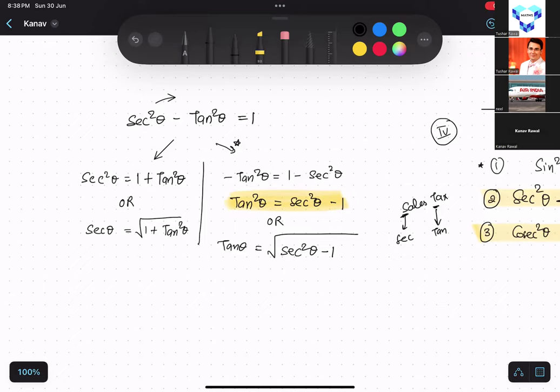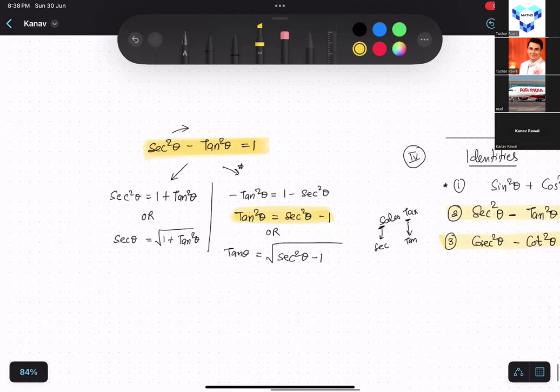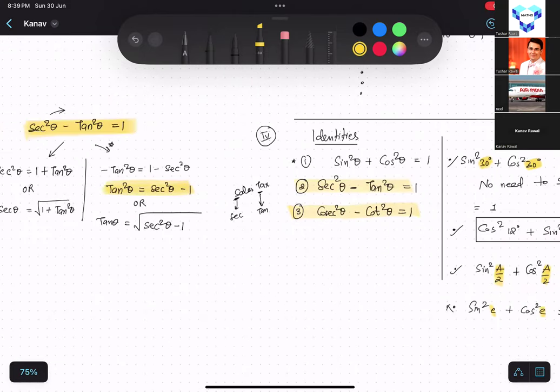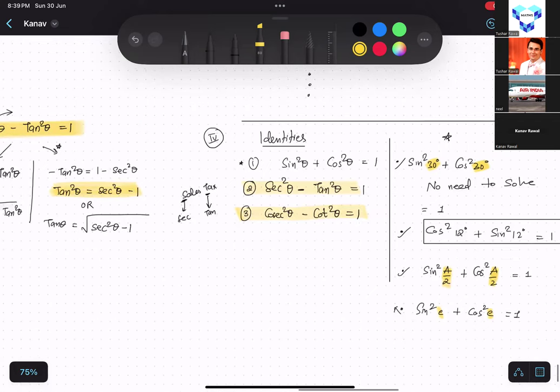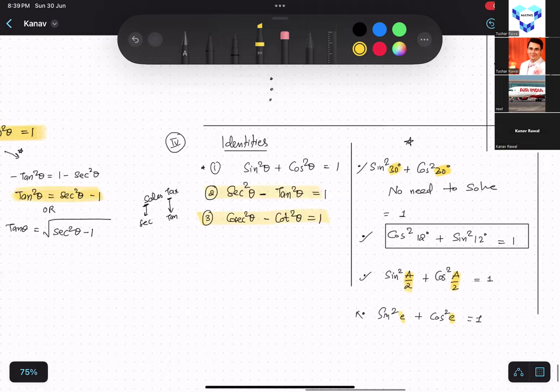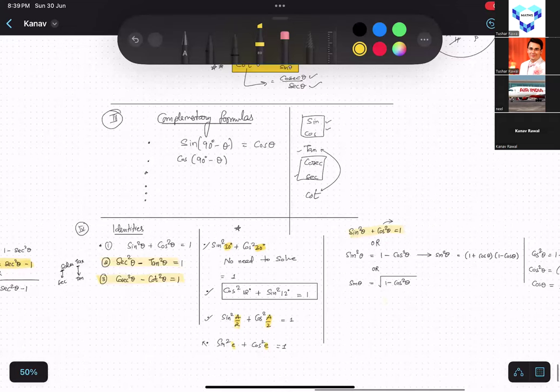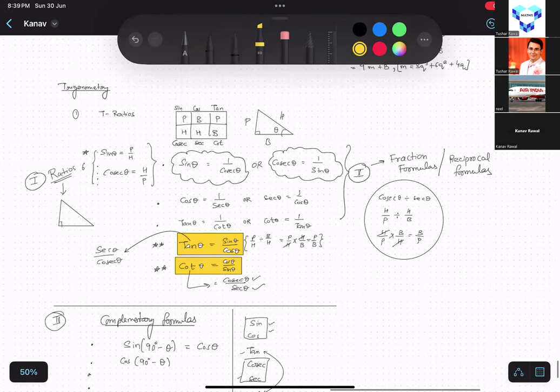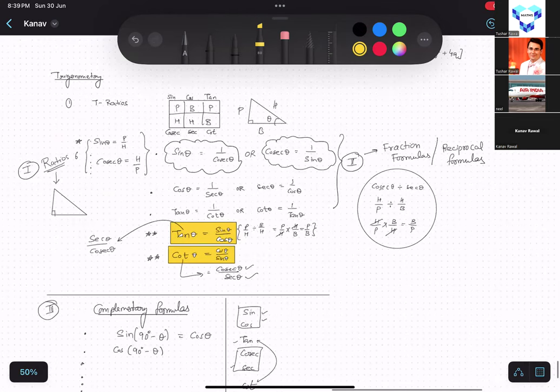See, personally speaking, I don't remember all of this. As a teacher, even after 15 years, I don't remember. I just remember the top three identities. And as soon as I see a question in terms of sec and tan, I just put the identity in that. How to put the identity, I will teach you today. Now, I just wanted you to understand that shifting is possible. These were the three identities. That is it, this is the recap. I hope you got some idea what is going on. Yes, sir. Okay, so if you have not written anything, just take a screenshot right now, and I will start teaching the exercise now.